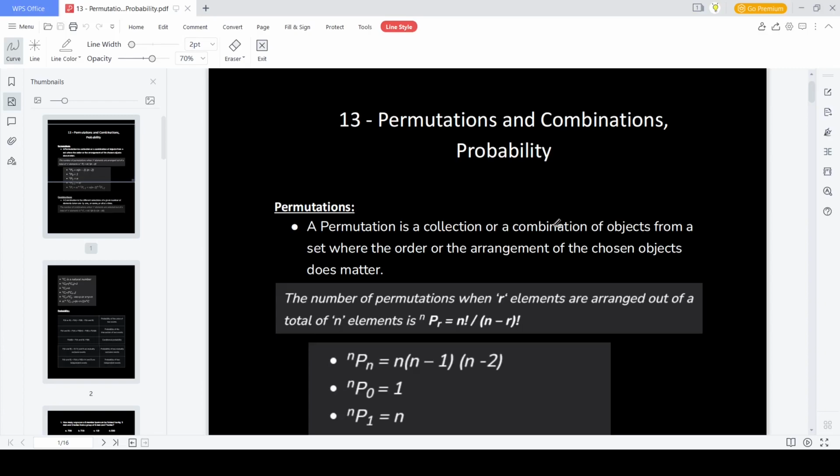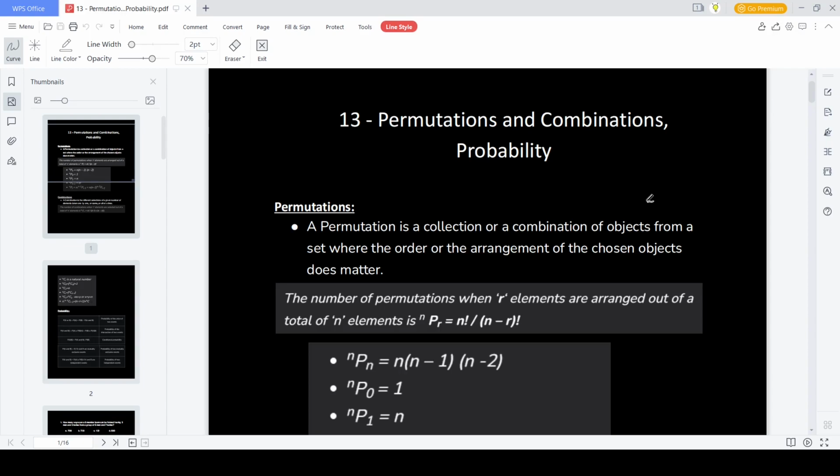Today's topic is going to be permutations, combinations, and probability. It is like two different topics: permutations and combinations, and probability. But one cannot go without the other. In probability, you use a lot of permutations and combinations, hence it is always taken together. Fine. Let's understand what is permutation.